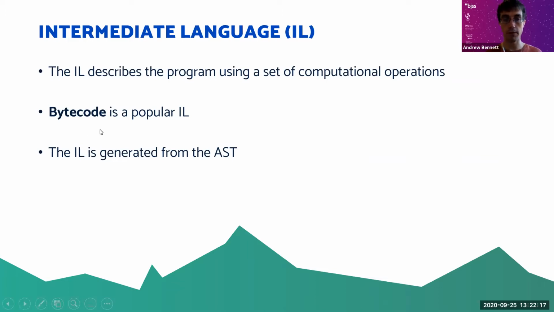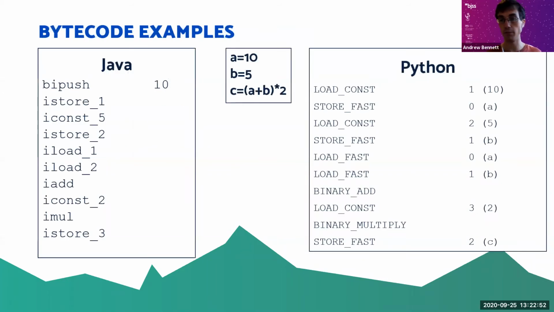So bytecode is a very popular intermediate language. Bytecode effectively uses short operations that basically operate on the stack. A lot of toolchains use bytecode. So you have things like Java bytecode, Python bytecode, JRuby in Ruby, and you've got CIL, which is the common intermediate language, which is used by C#. And the IL is generated from the abstract syntax tree by basically going through the subnodes and converting those into intermediate language. So this slide shows you some examples of bytecode.